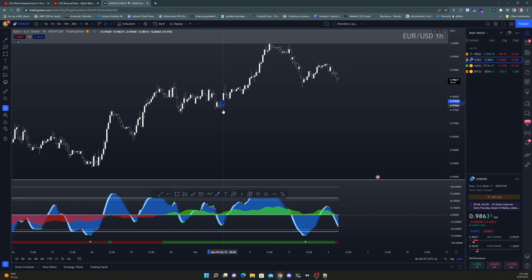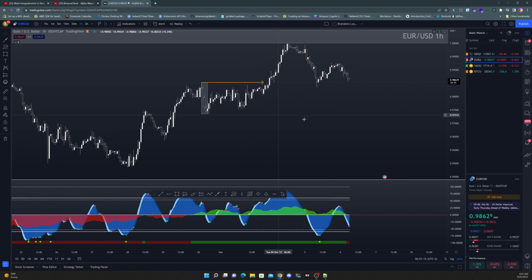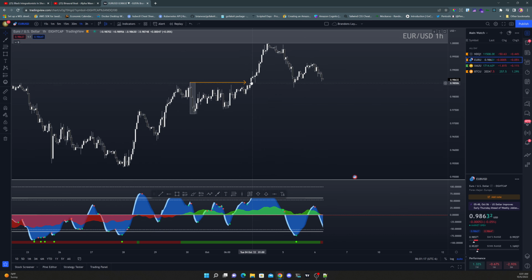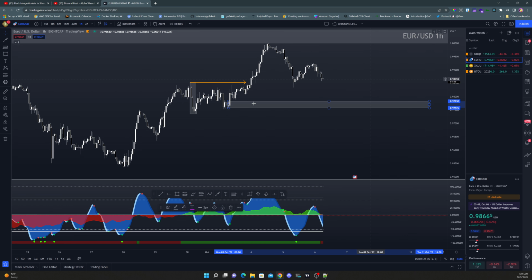So the only thing I can really see is a result of this MB here. So we have this MB, and it was broken. Right, structure was broken. Oh my goodness, the lag. I need a new computer. All right, so yeah, structure was broken there. You can see that MB there, and we potentially have an unmitigated zone right here inside of this MB.